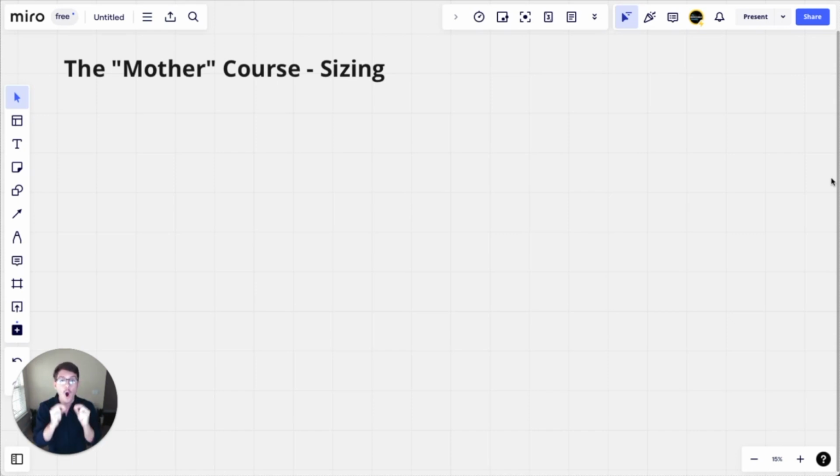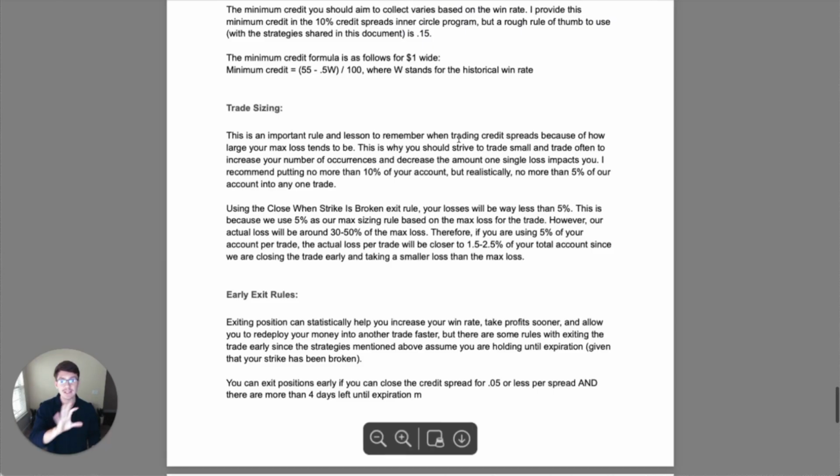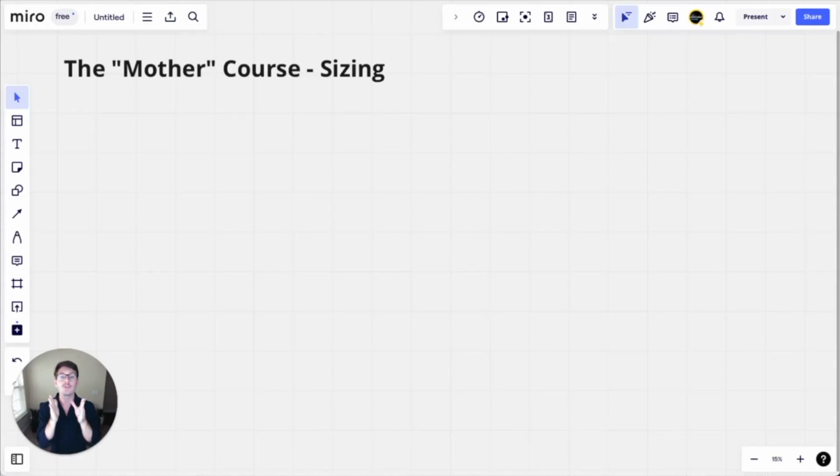Why is this important? Well, we are only as good as we are emotionally stable. And in order for that to be true, we need to be trading at a size and at a level that is comfortable for us and our max loss. This is going to vary for everyone. The general rule is do not exceed 5% of your account in any one trade. Again, you can see that via the PDF that I've given you. It's listed all right here, trade sizing. But I'm going to walk you through how to determine the sizing for your specific case.